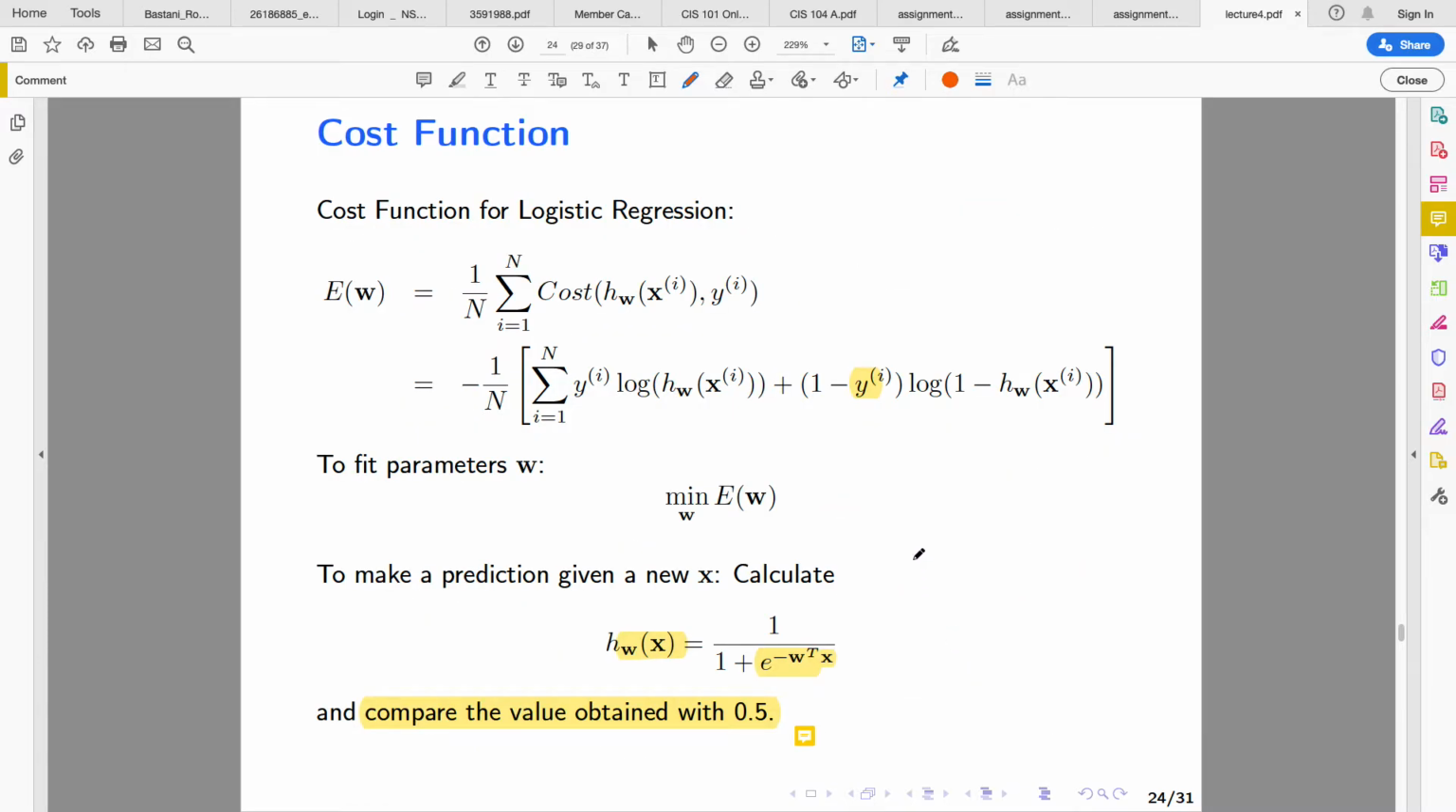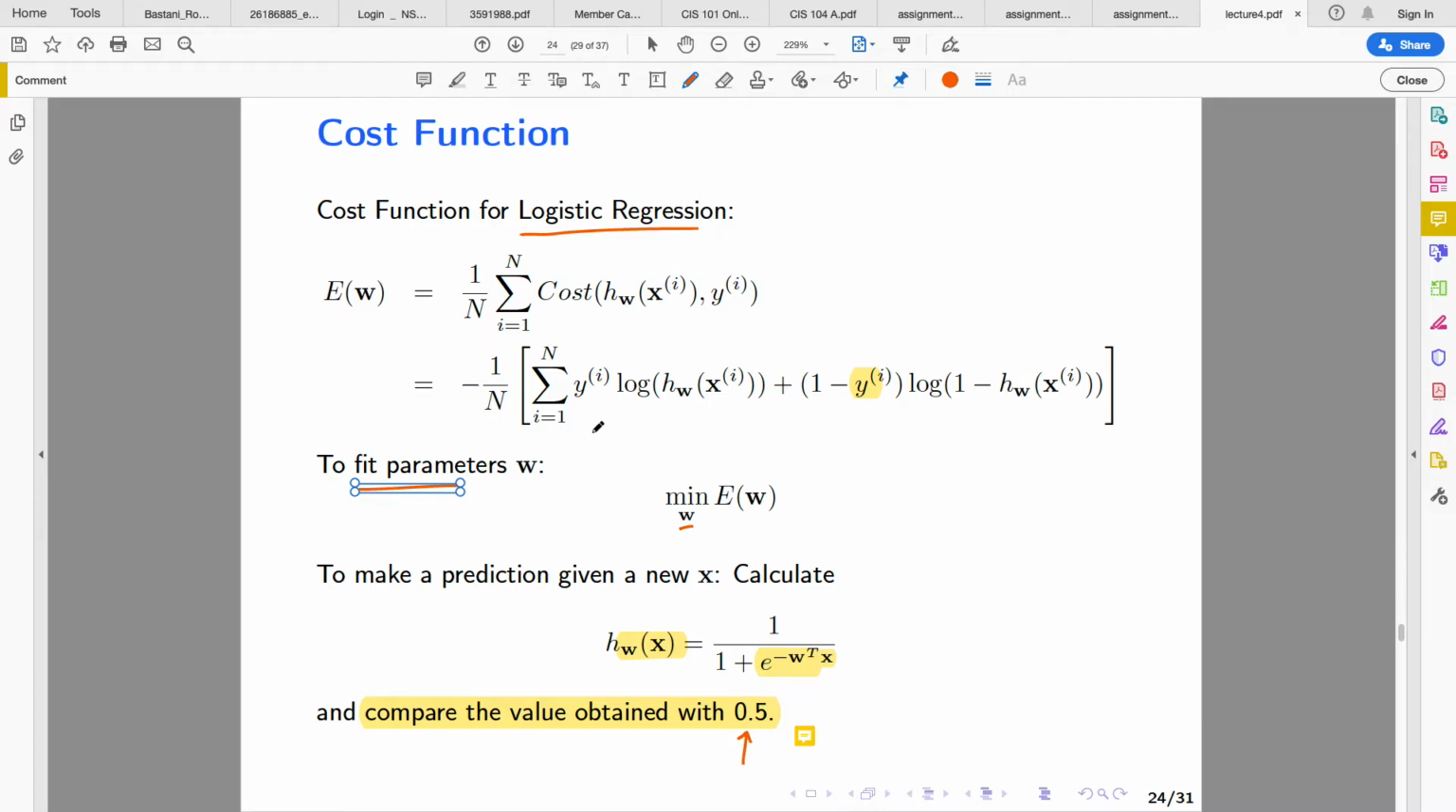Now, what do we want to do? In order to fit our parameters, we want to minimize our weight matrices, our W. That's essentially what we want to do. And in logistic regression, whatever our h of w gives, we want to compare the value with a threshold. In this case, our threshold is 0.5. And we're saying if it is less than or equal to 0.5, then it will be categorized as 0, and otherwise it will be categorized as 1.